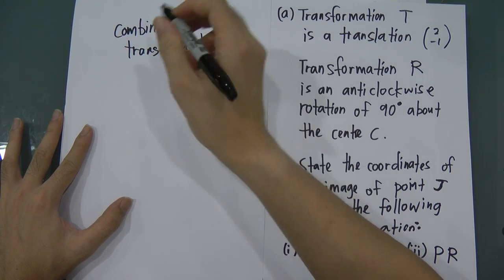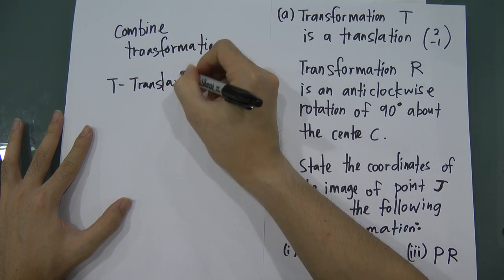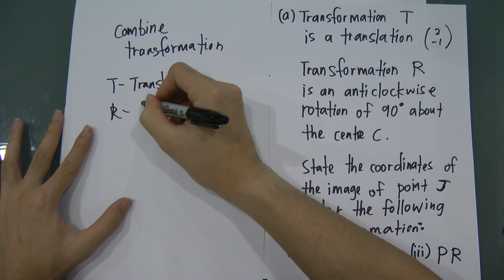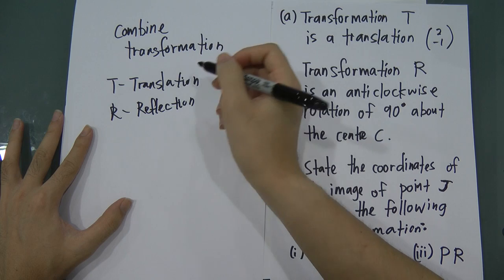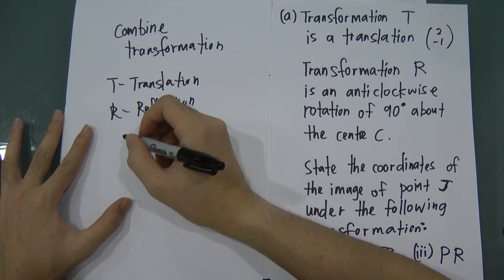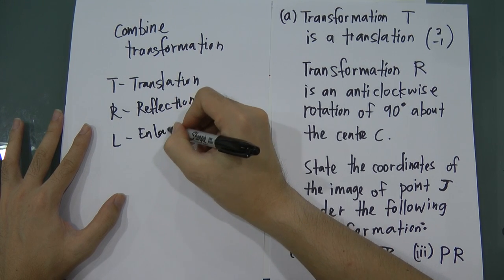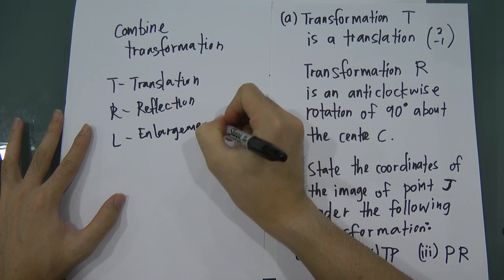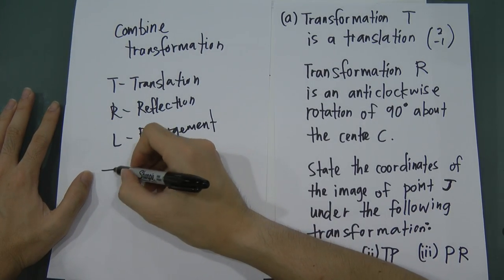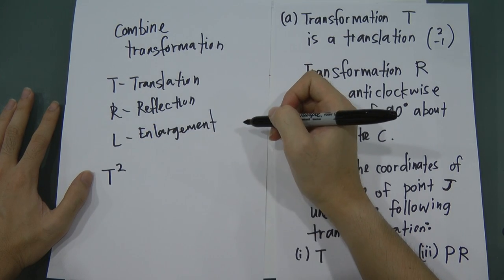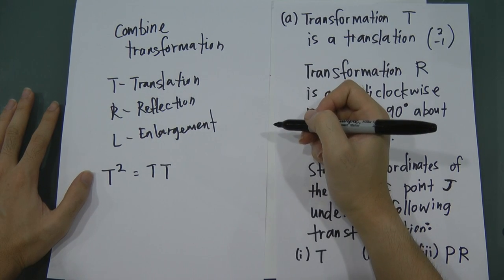Okay, for example, I'll just randomly give some examples. T is translation, and R is reflection, and maybe L is enlargement. Okay, this is just an example. Whenever you see combined transformation like this, you will always see something like T squared. T squared means you perform T 2 times.